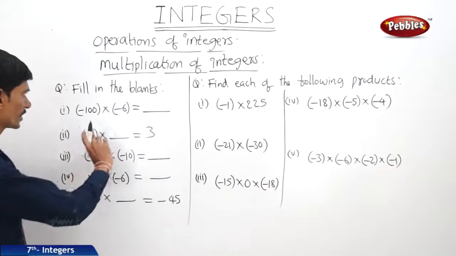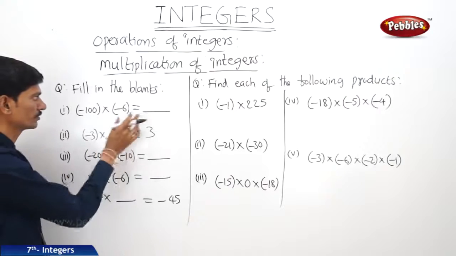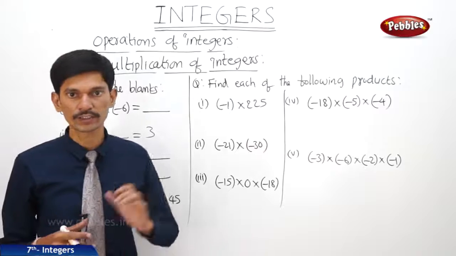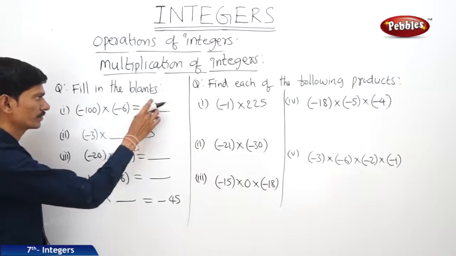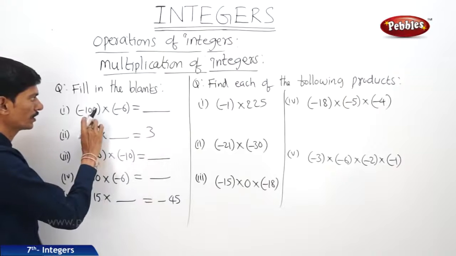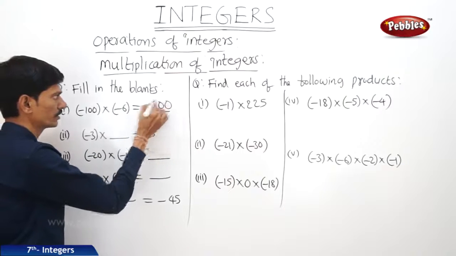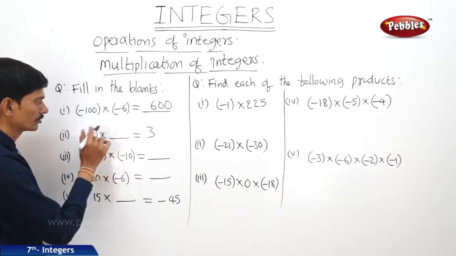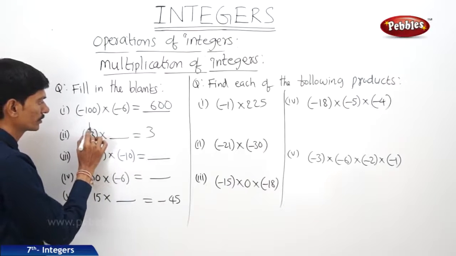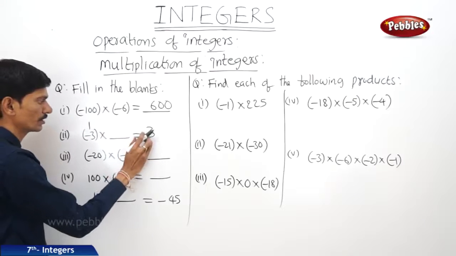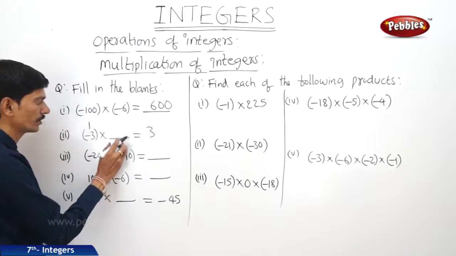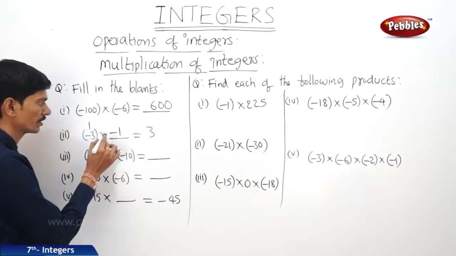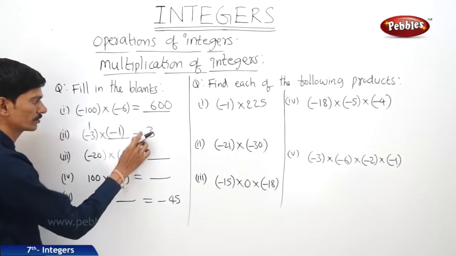First question, -100 into -6 equals to, here this is the product of two negative integers. What is the product of two negative integers? It is always a positive integer. So we get a positive integer as the product, and 100 into 6 is 600. Now -3 into dash equals to 3. What should be multiplied by -3 to get a positive integer as the product? Obviously we multiply by a negative integer, 3 ones are 3, so we take -1. Then -3 into -1 equals to 3.